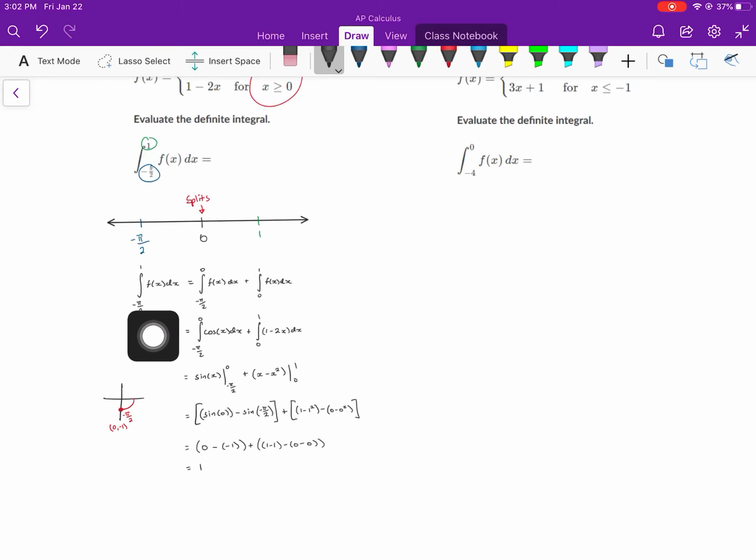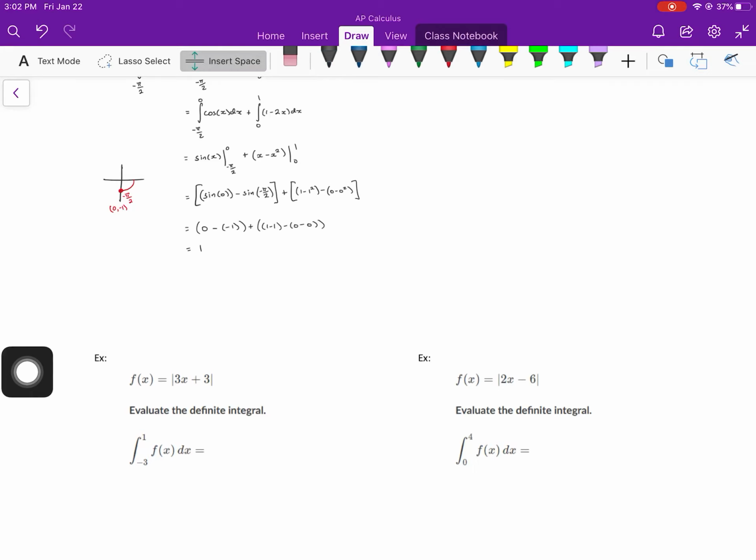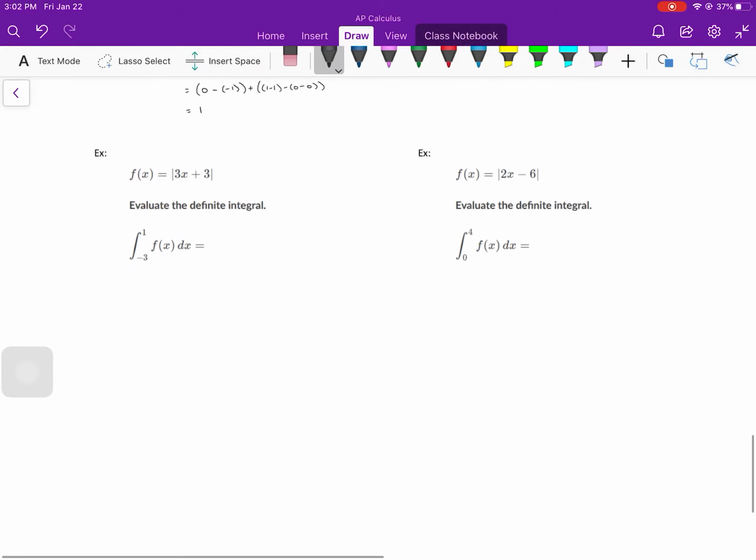So that's how you deal with it. Really, it's just splitting it up. That's the main part. That's the only thing that's new. From there, it's just be careful of the details. Careful as you integrate. Take your time.